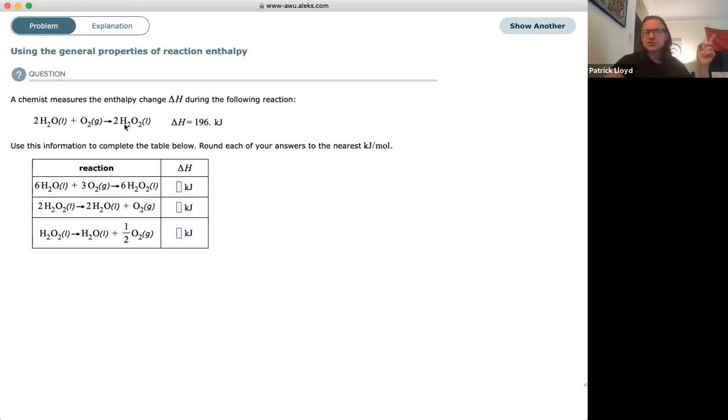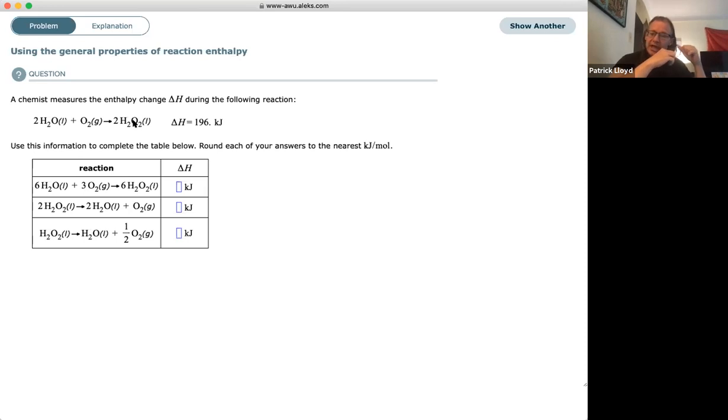You can either reverse the equation, so make the products reactants and make the reactants products. So notice, for example, this one right here has H2O2. Well, this one does too. Let's take this one, this middle one. H2O2 is now a reactant. And then H2O and oxygen are products. So these are now products, and this is reactant. That's called reversing the equation. Products become reactants. So the question is, what happens to delta H if you reverse the equation? You just change the sign.